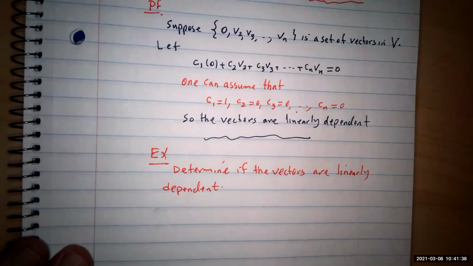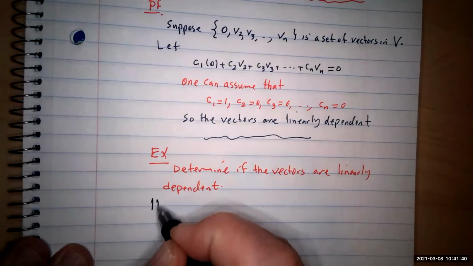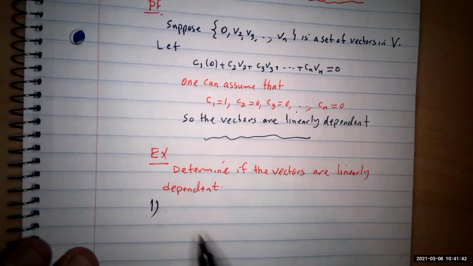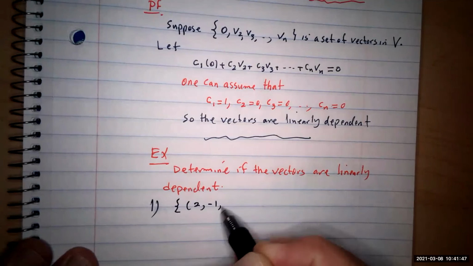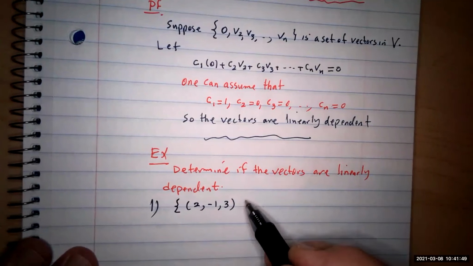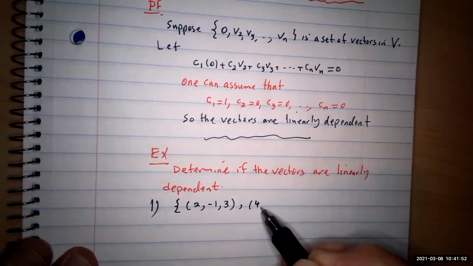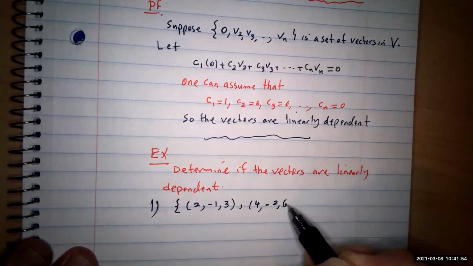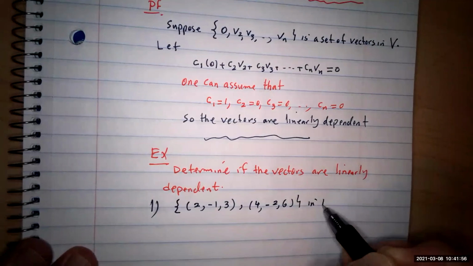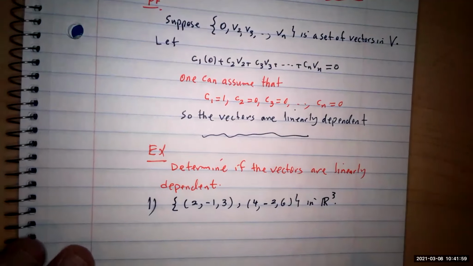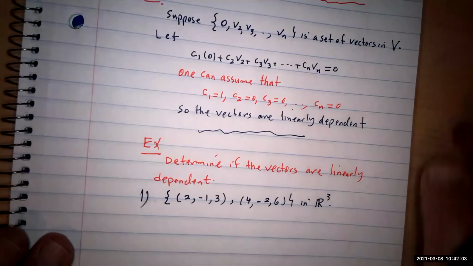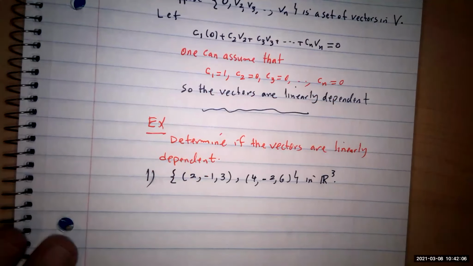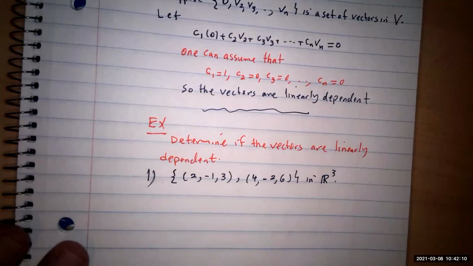Okay, so example one is these two vectors. You have (2, -1, 3) and (4, -2, 6), and they are in R3. You see the two vectors. Just quickly check to see if one of them is a multiple of the other one. If one of them is a multiple of the other one, then they are dependent on each other.